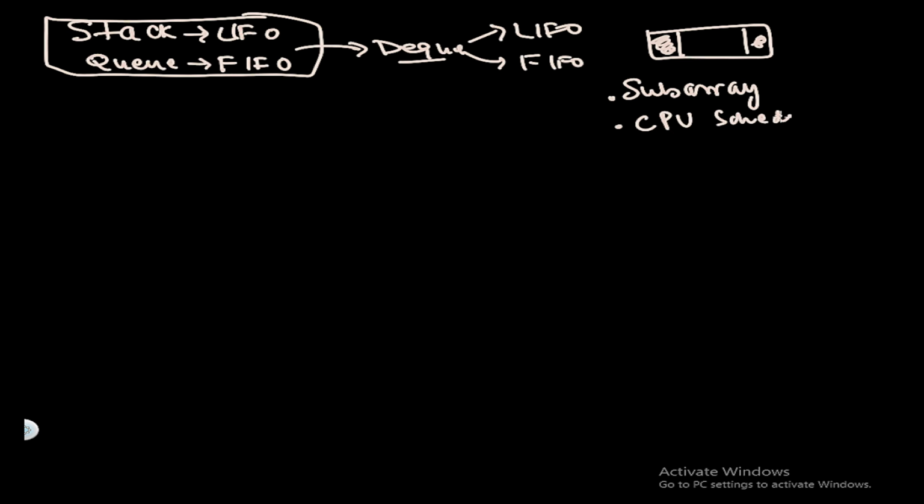If you have studied the operating system subject, there is a part known as CPU scheduling algorithms. In that, the DQ data structure is used. Okay, so I hope you understood the gist, like why we have to study DQ and what DQ is.